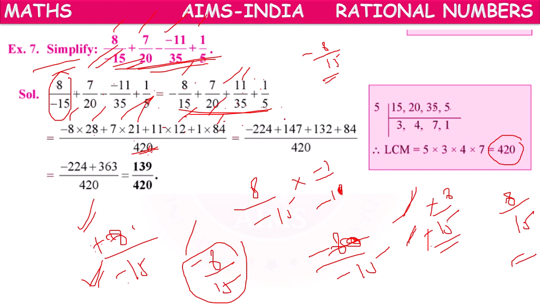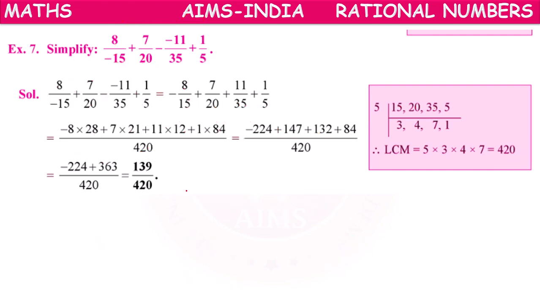Now, only one number is having minus. Remaining 3 are positive. If we add 3, it will be 363. Minus number minus 224. If we subtract, 139 by 420. In this way, we can simplify 2 or more rational numbers with more than one operation. Means addition and subtraction together.